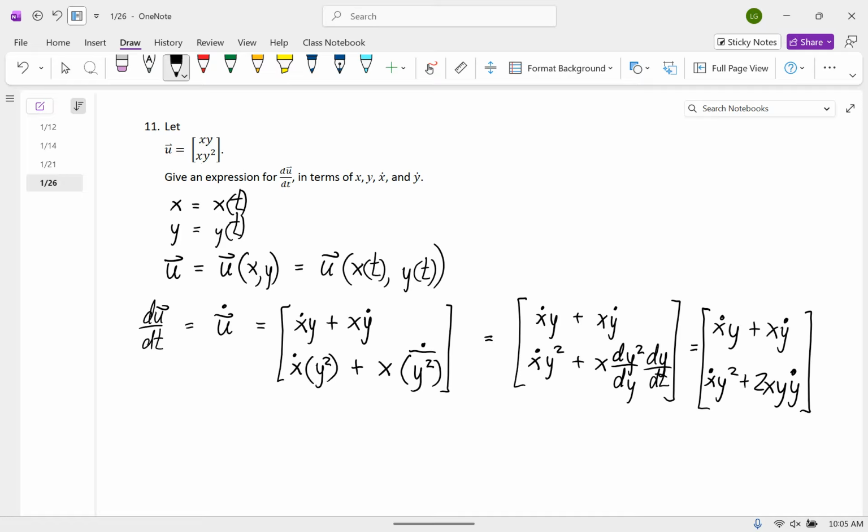Any questions about that? So product rule and chain rule together. Any other homework questions?